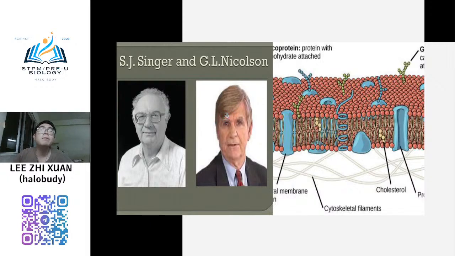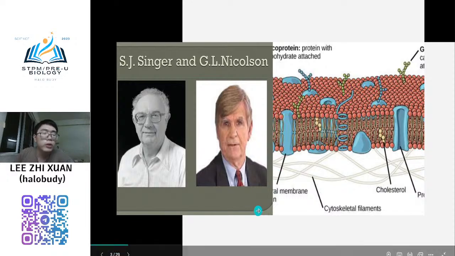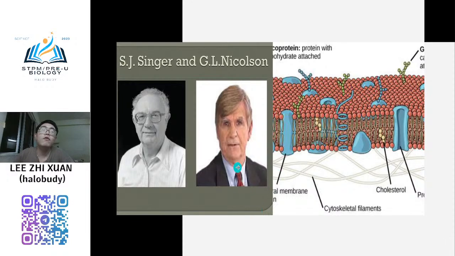Who proposed the fluid mosaic model? We know that our plasma membrane is categorized by the fluid mosaic model because it looks like fluid and mosaic. So who proposed this model? Singer and Nicholson, these two scientists, proposed the plasma membrane fluid mosaic model, I think in 1970 or so. You need to know who they are, because maybe in the exam they will use these two names. So they proposed the fluid mosaic model.